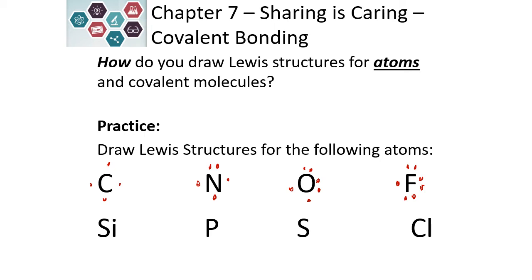Here's some for you to try. See if you can decide and draw the Lewis structures for the following atoms. Silicon has 4 valence electrons, 4 unpaired electrons. Phosphorus has 5. Sulfur has 6. And chlorine has 7.